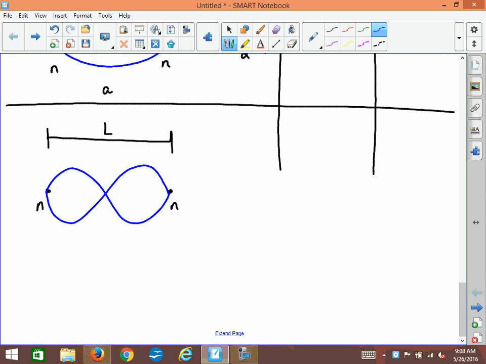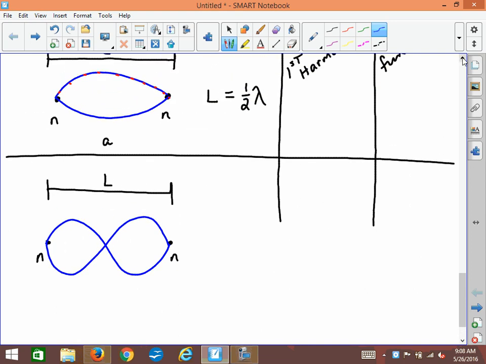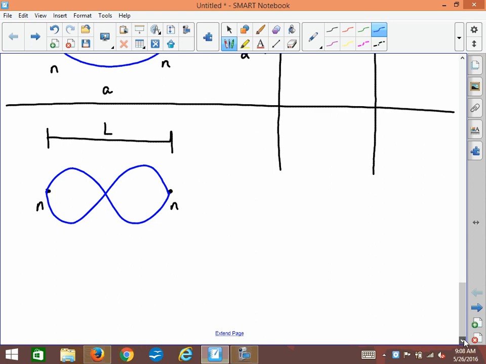So we saw that if lambda is double the length of the string, or if the length is 1/2 lambda, we'll get the first, simplest, fundamental vibration. But it's also possible to get this one. It has two loops, and it has a pattern of node, antinode, node, antinode, node.